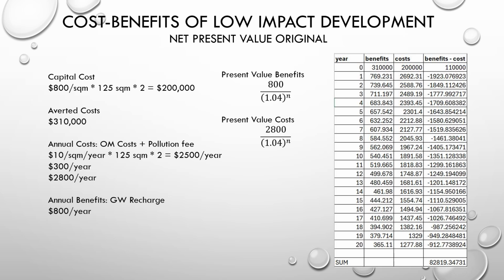To find the present value of the benefits, we take the $800 over 1 plus the discount factor raised to the power of time, and similarly for present value costs we would take 2,800 over 1 plus the discount factor of 4% raised to the power of time. And all in all, after 20 years of the project life, we see that the cost benefit analysis is a net positive of $82,819.